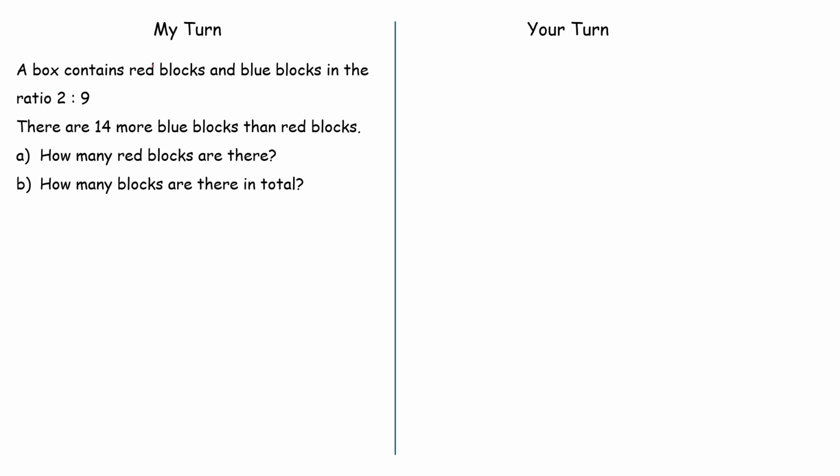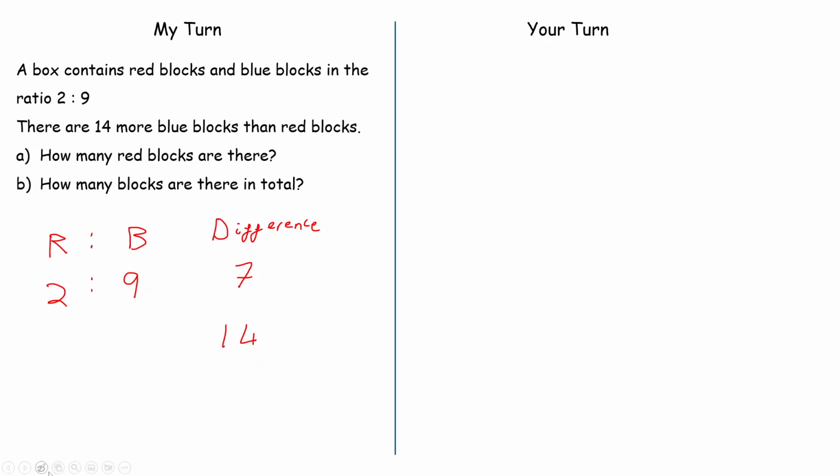So you've got a block containing red blocks and blue blocks in a ratio of 2 to 9. So let's make a note of this. You've got red blocks to blue blocks, and the ratio is 2 to 9. And there are 14 more blue blocks than there are red blocks. Well, first of all, in this ratio there is a difference, which we can make a note of. Now, 9 take away 2 is going to give you a difference of 7. And that difference of 7 is worth 14. So we're going from 7 up to 14. So we're sharing the 14 more blue blocks between the 7.